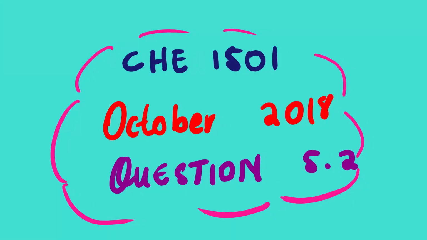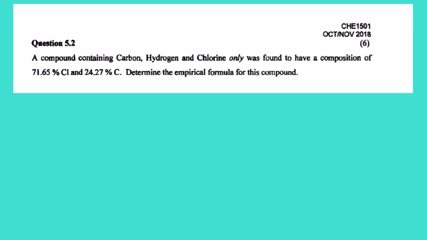Today's lesson video, we are going to look at Chemistry 1501, October 2018, question 5.2. Let us start. This question is based on empirical formula. There is a lesson video based on the basics of this type of question. So you're just going to answer the question. Question 5.2. Mark allocation is 6 marks.